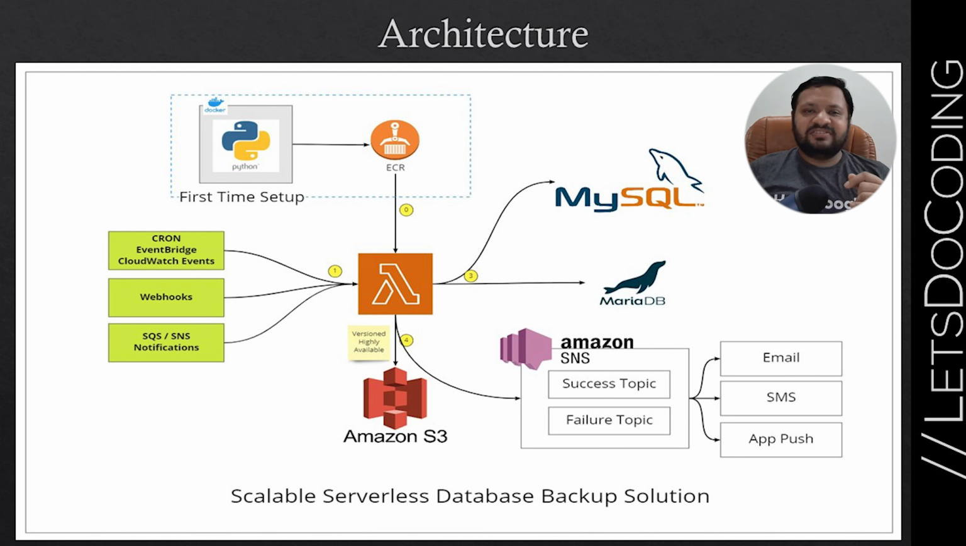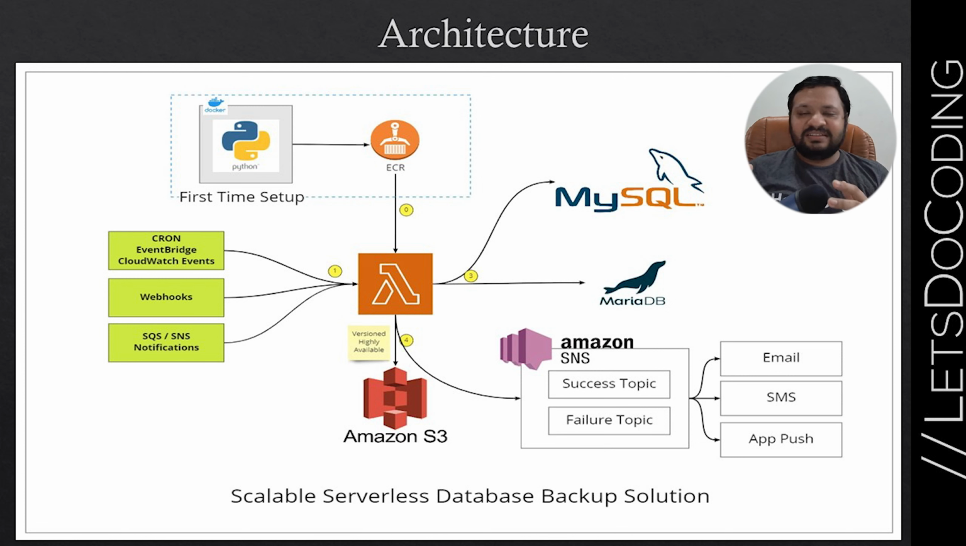Once the Lambda is deployed, you need to think about how it is going to be executed or triggered. For that we are using cron jobs, in my case. I also have webhooks, which I can trigger whenever I'm doing an update. Before that I can take a manual backup of my database, and apart from that you can also have SQS or SNS topics, and all of those can be very easily integrated with your Lambda.